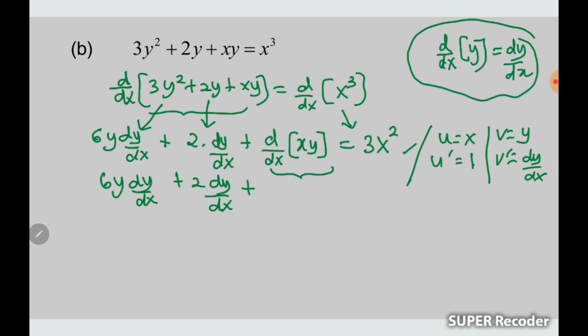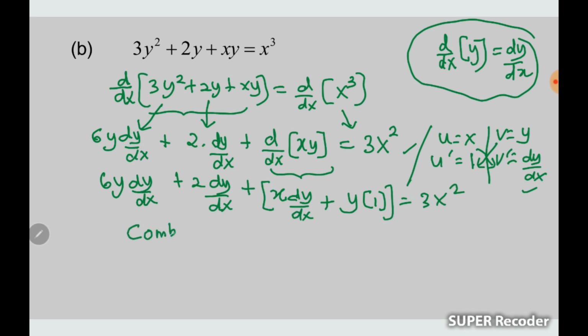Okay, so now we will cross multiply here. x, you have to multiply with dy/dx. Copy x, differentiate y is dy/dx, plus copy y, differentiate x. The answer is 1, and 3x squared. So we have differentiated our left and right side already. Now you need to combine the terms that have dy/dx.